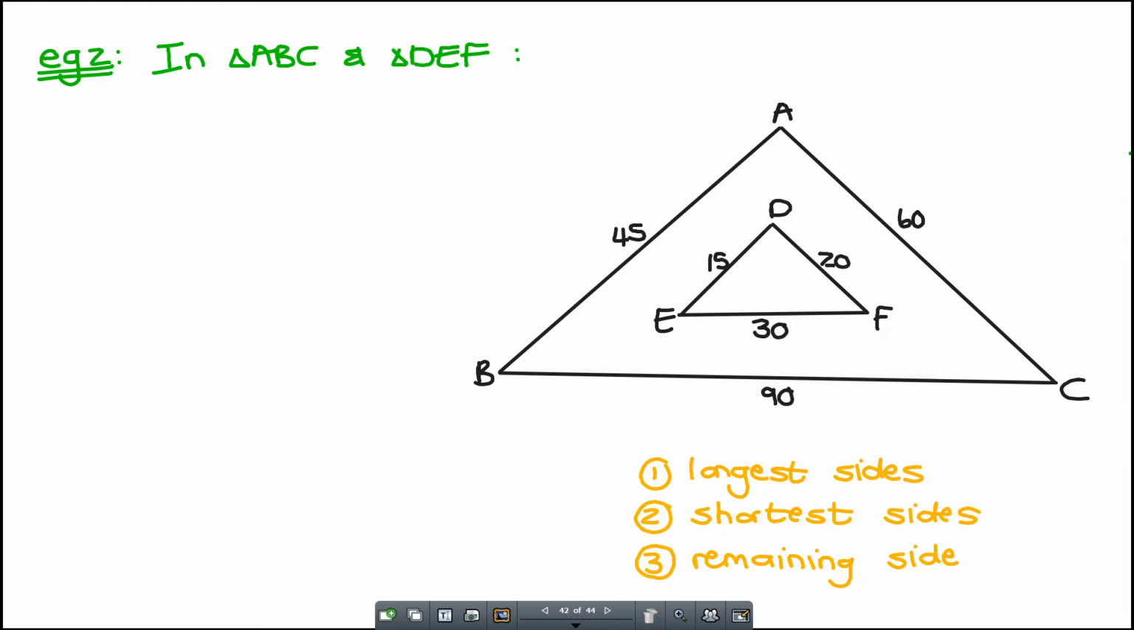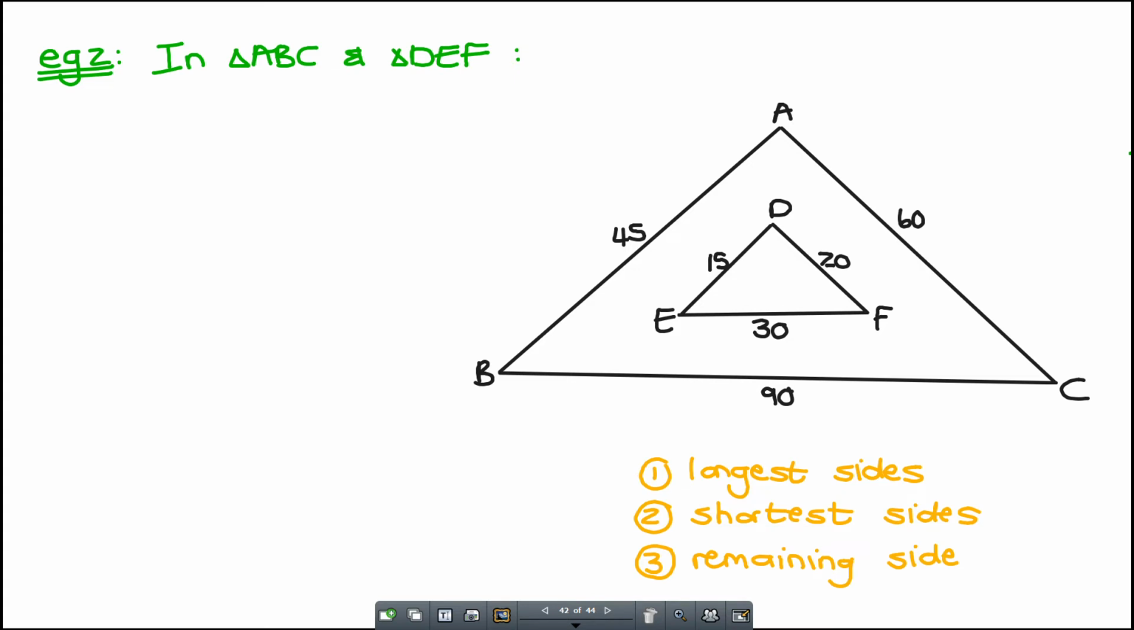Now, when we're working with the sides, you will see here at the bottom, I wrote down the 3 steps that I use. If you switch them around, it doesn't matter. At my step 1, I start by looking at the longest side of each triangle. If you want to start with the shorter sides, that's fine, as long as you use longer sides together and shorter sides together.